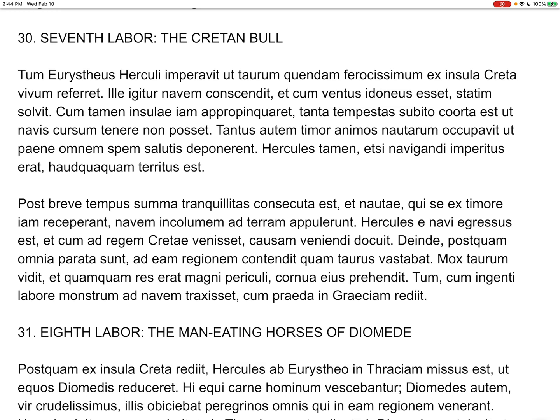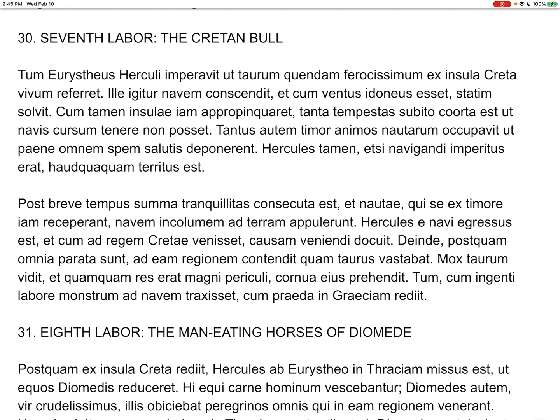All right, deinde, then, postquam omnia parata sunt, after all the things were prepared, ad eam regionem contendit, he hurried or strove toward that region, quam taurus vastabat, which the bull was devastating. Mox taurum vidit, soon he saw the bull, et quamquam res erat magni periculi, and although the thing was magni periculi, of great danger, that's a genitive of description or genitive of characteristic.